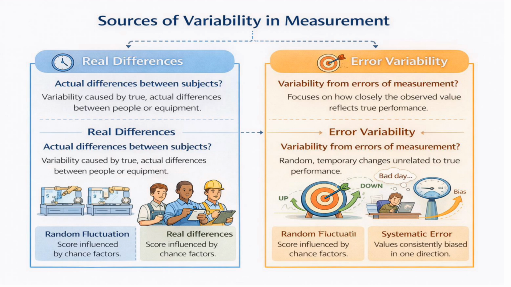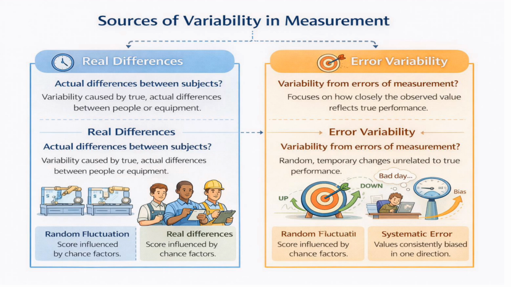Real differences refer to genuine, actual differences between people, objects, or equipment. Think about students taking an exam. Some students study more, some less. Some have stronger background knowledge, others do not. If one student scores 90 and another scores 65, part of that difference is real. This variability is not a problem. In fact, this is the variability we want to capture in research.